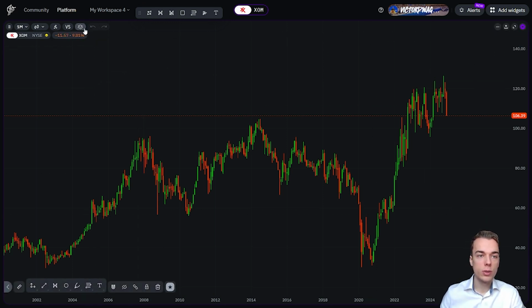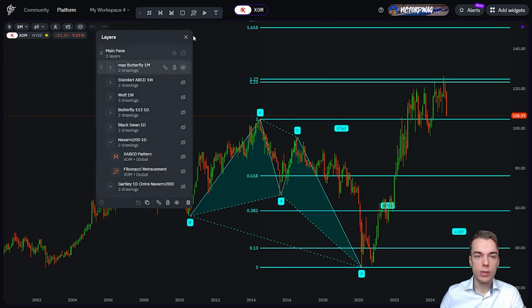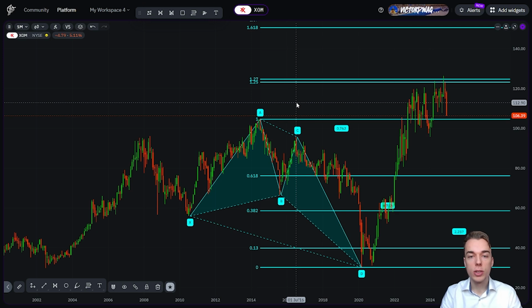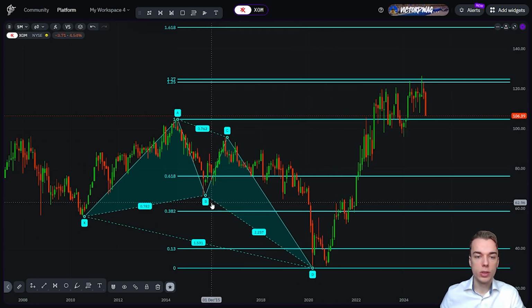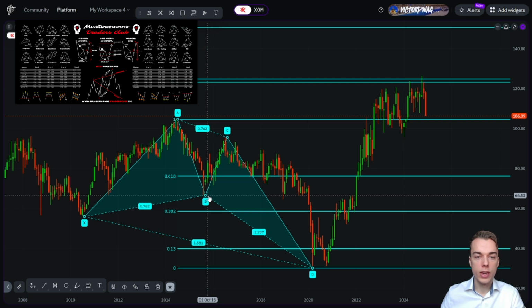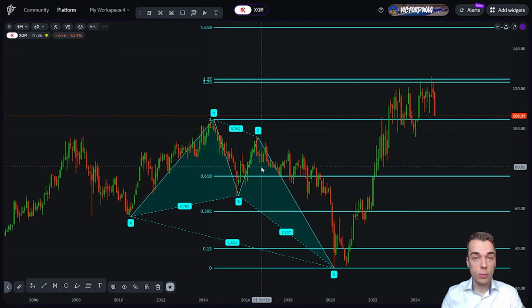But without further ado, let's jump straight into the monthly chart, where we have a max butterfly, which is a 5-point harmonic pattern consisting of 5 points. And if you're wondering how we determine the name of the pattern, we look at the Fibonacci retracement values, which we have right here, which tell us the name and also how to draw our Fibonacci and some other things which we're going over in a different video.